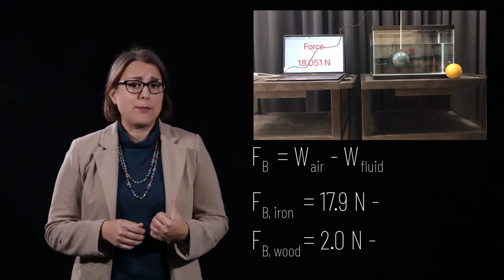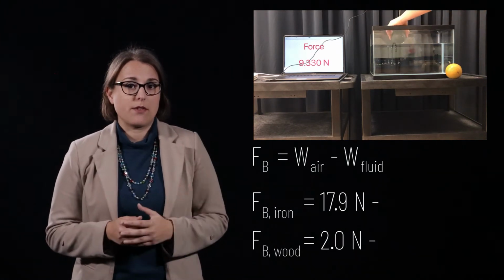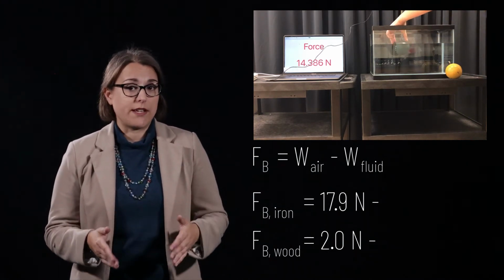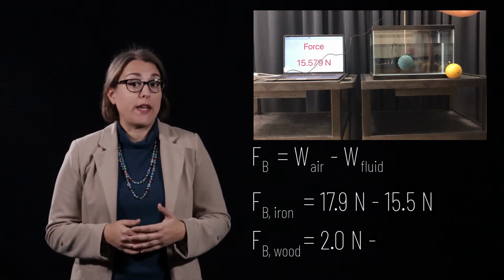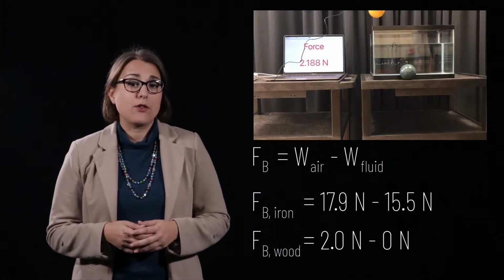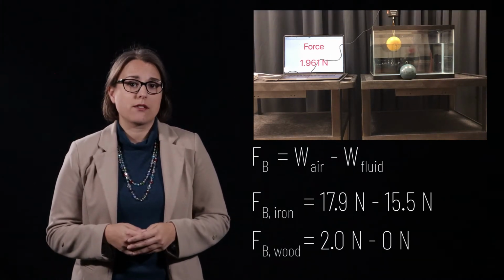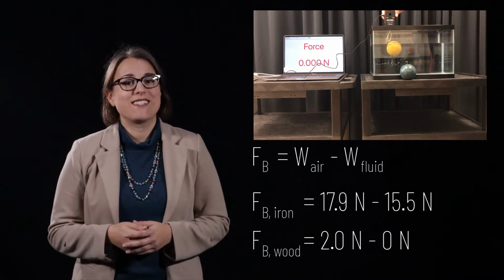When I place both objects into the fish tank, the iron sphere sinks to the bottom of the tank, and the wood sphere floats. Measuring the weight in the water, the weight of the iron sphere is now 15.5 newtons, and the weight of the wood sphere is 0 newtons. It makes sense that the wood sphere is now weightless because it is floating.